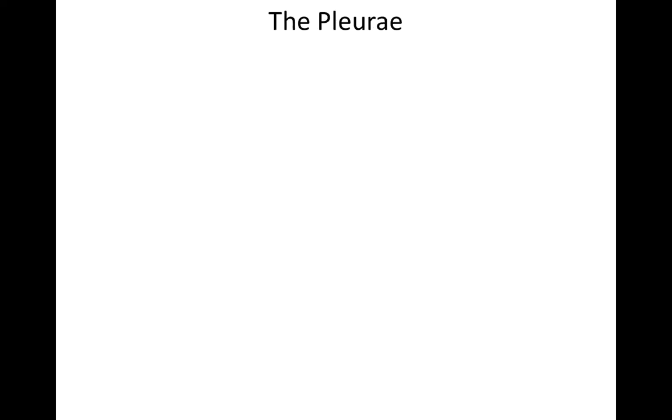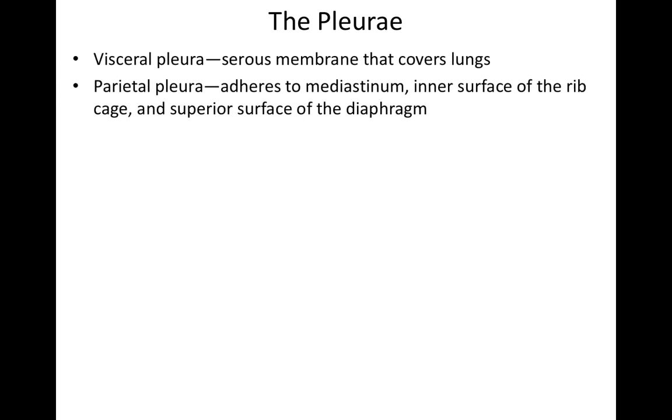Last thing to talk about here in the anatomy is going to be the pleura. So we have the serous membrane surrounding the lungs. We've got the visceral and the parietal pleura. So we know that visceral is going to be what covers the lungs. Parietal is going to be the outer layer, which in this case is attached to the mediastinum, the inner surface of the rib cage, and the superior surface of the diaphragm.